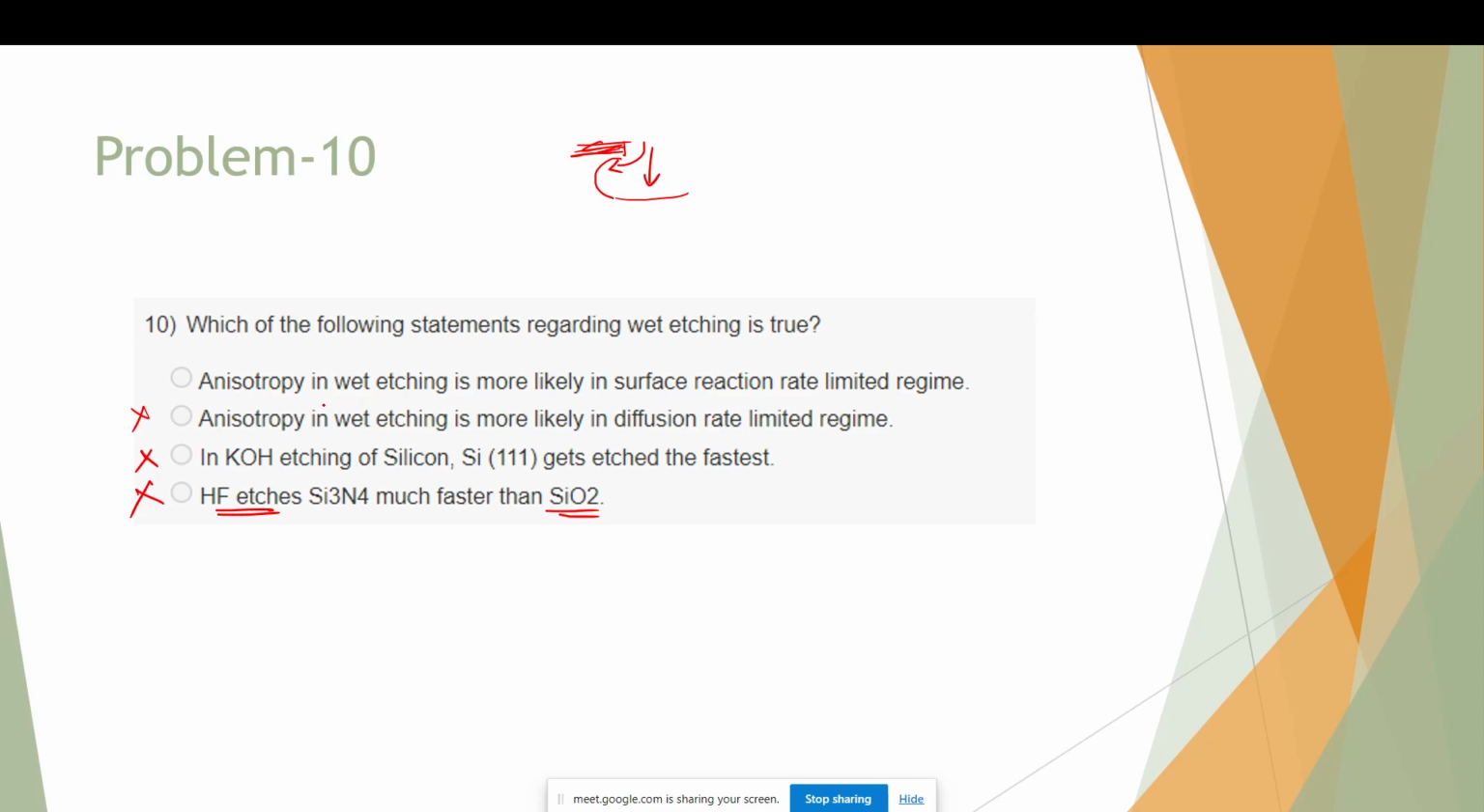So, then what is left is anisotropy in wet etching is more likely in surface reaction rate limited regime. So, that is actually true. Anisotropy usually arises in wet etching when we have selectivity towards different orientation. Like in the case of silicon, silicon has 100 orientation and 111 orientation. So, 111 will not get etched, but 100 will get etched. Because of that we are getting anisotropy. So, it is a reaction that is dictating the anisotropy, not the diffusion. So, that is why this is true. It is more likely in surface reaction rate limited regime.